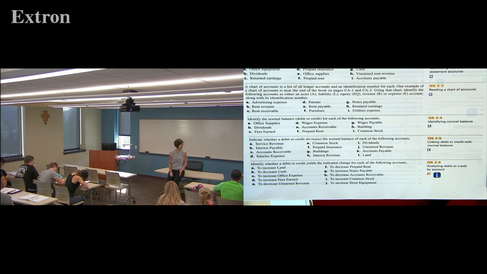So exercise or quick study 2-4, it says identify the normal balance. You're going to tell me debit or credit. That means you have to know the rules, right? So A is office supplies. What would be the normal balance of office supplies, a debit or a credit? A debit. And really what you're telling me is the normal balance of any account is the side that it increases on, right? It's the plus side.